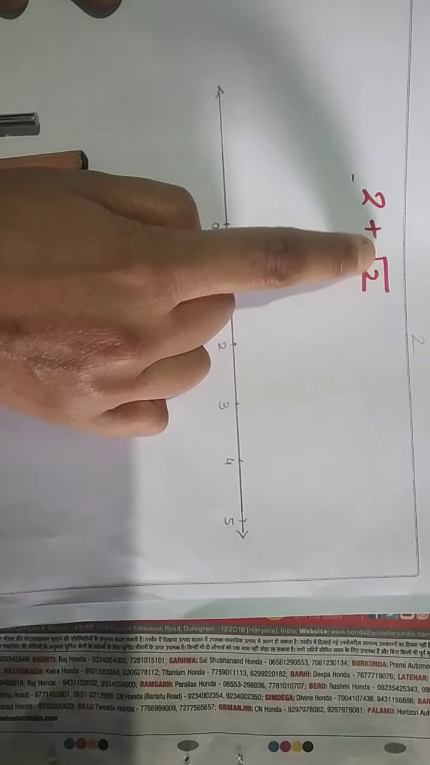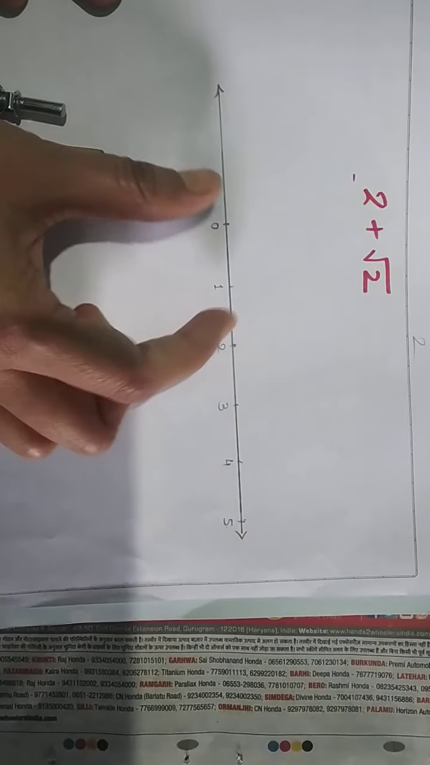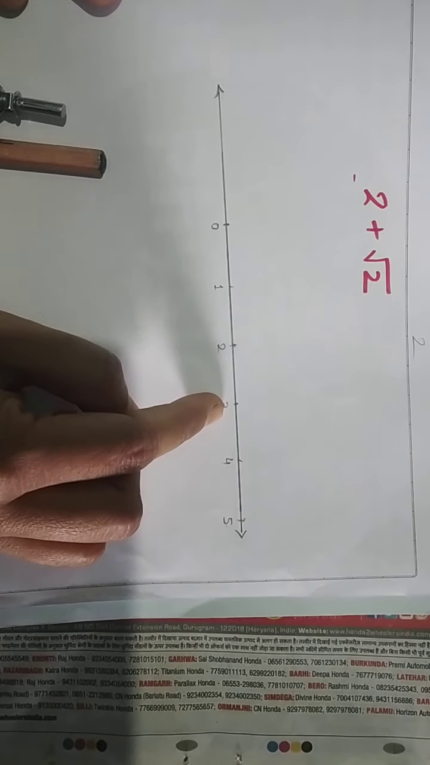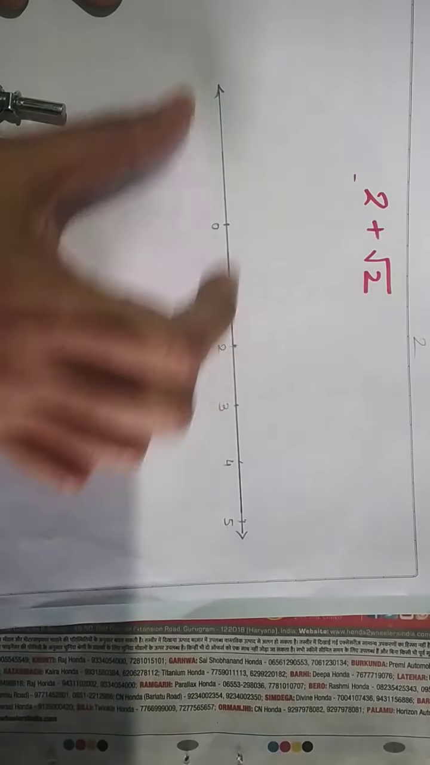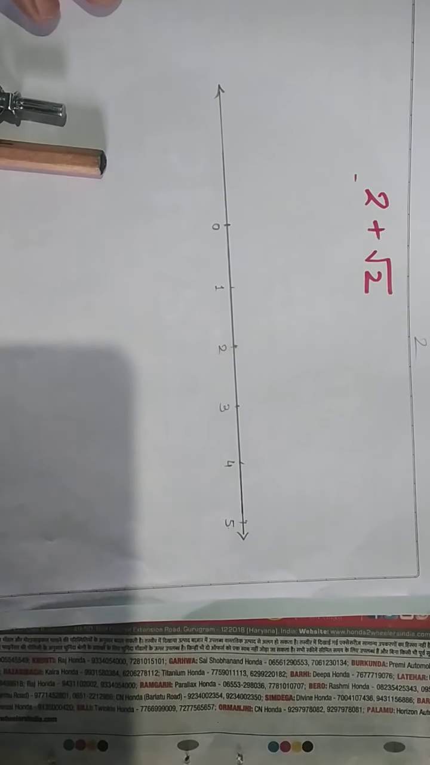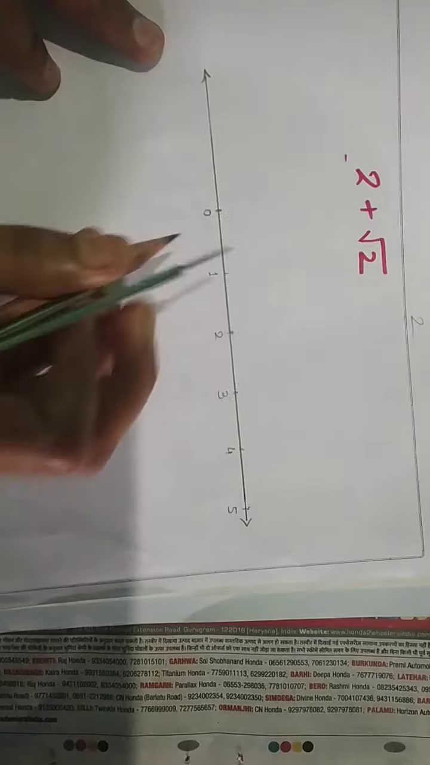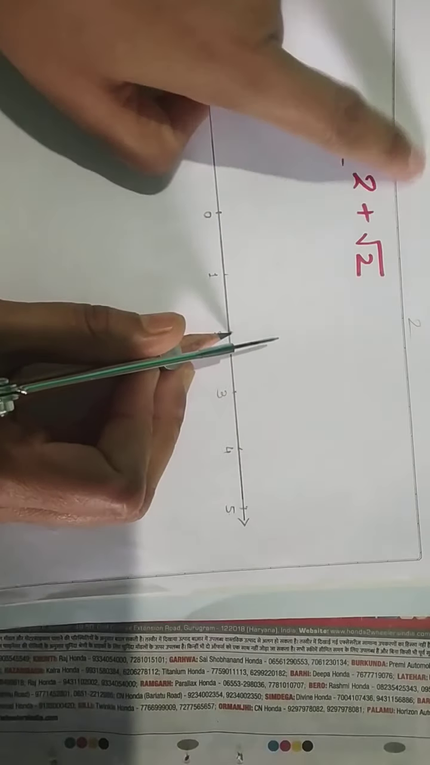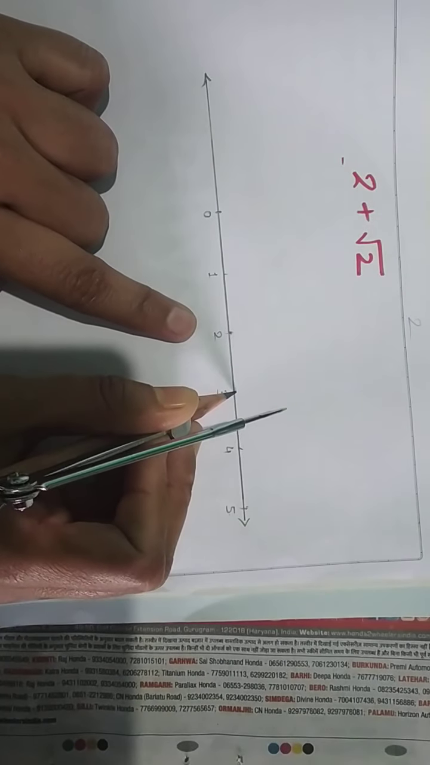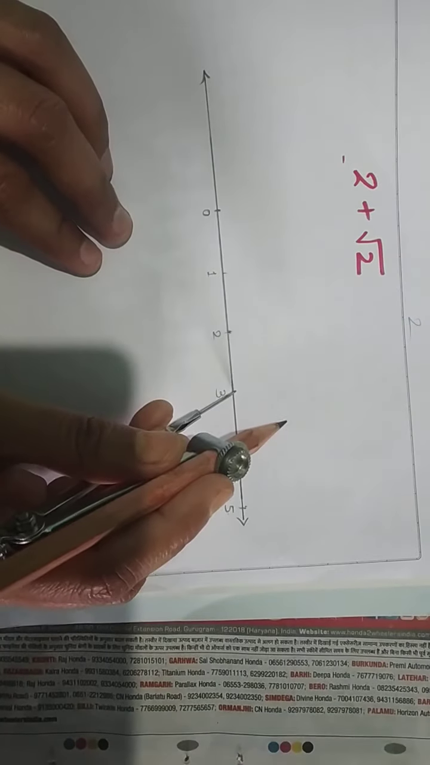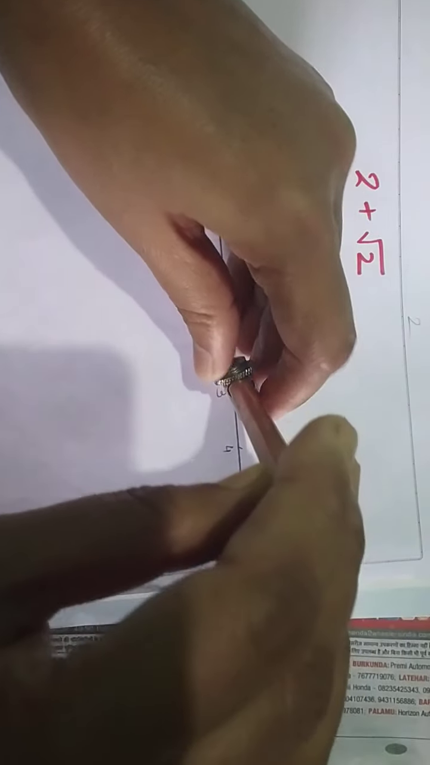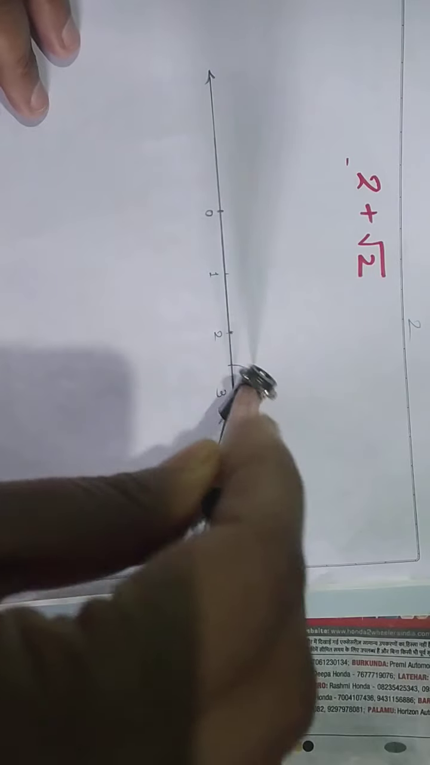But here there is plus under root 2. So after 2 we are going to draw under root 2 on this point. And then together we will take 2 plus under root 2. Let's see. First of all we take 0 to 2. This distance we have already taken. Now under root 2 we have to draw. So we will draw under root 2 on this point at 3. You know how to draw under root 2. Same process. We will first draw a perpendicular line.